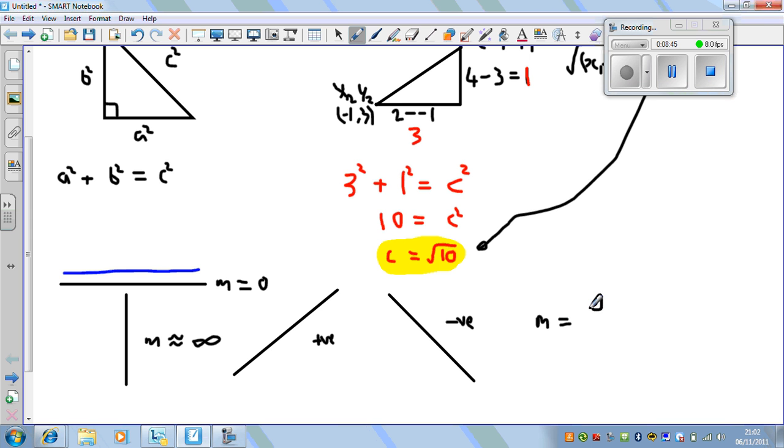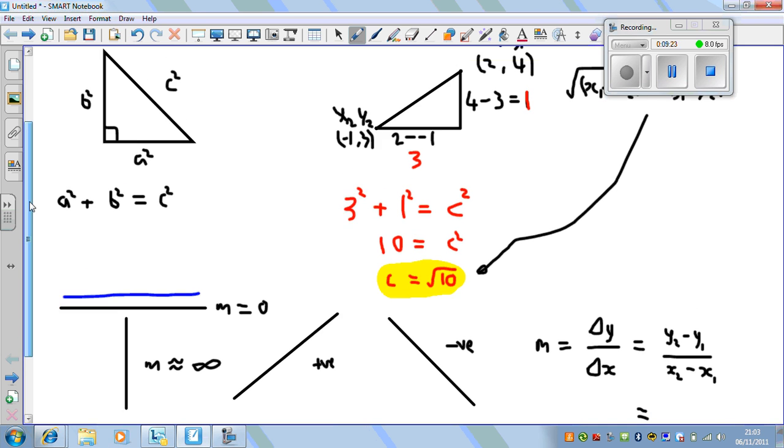Now the gradient, I'll call it m, that's the notation we use, is defined as the change in y, so that triangle is just shorthand for change in y, divided by change in x. If we define our points like we did for Pythagoras, it's y2 minus y1, the difference between the y coordinates, over the difference between the x coordinates, x2 take away x1.